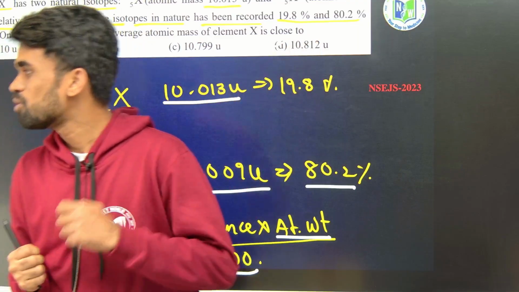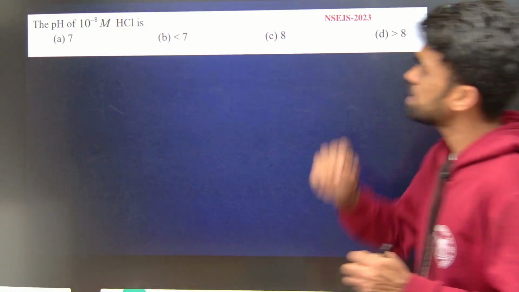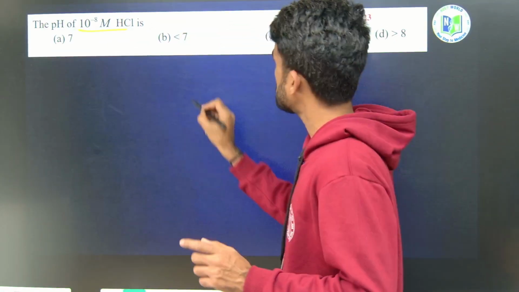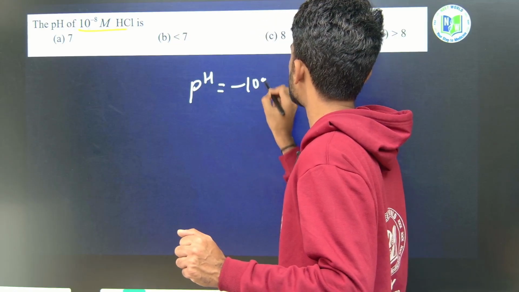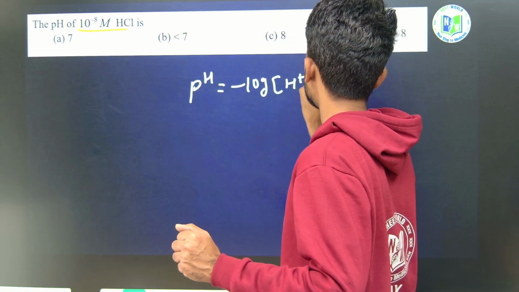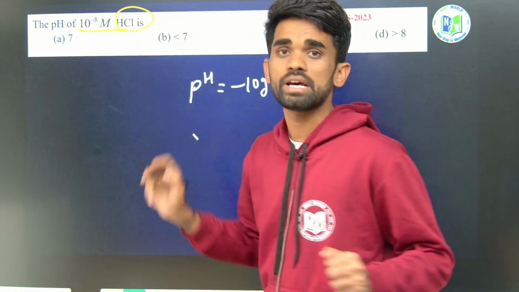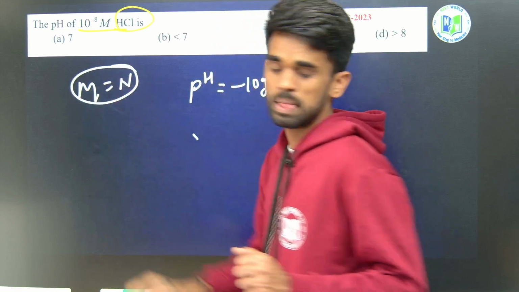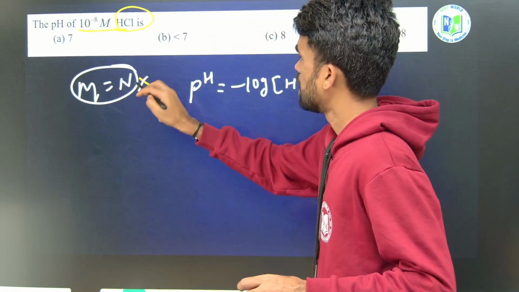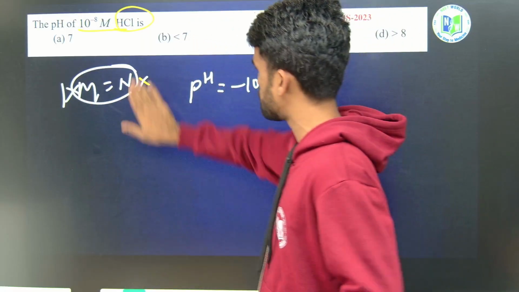So let us move forward with a few more questions here. Look at this: the pH of 10 power minus 8 molar HCl, very easy. So what is the pH formula? Minus log concentration of H plus ion, right, that should be normalities. Since HCl is a monobasic acid, molarity and normality are equal for this particular acid, as its N factor is the same here.